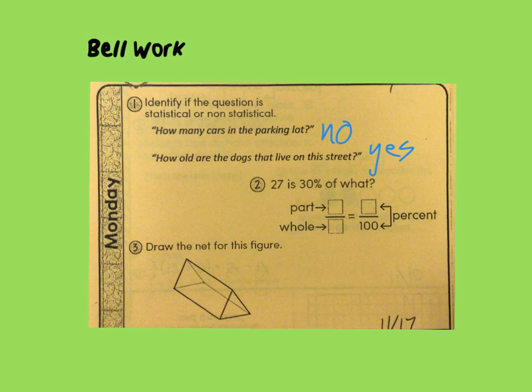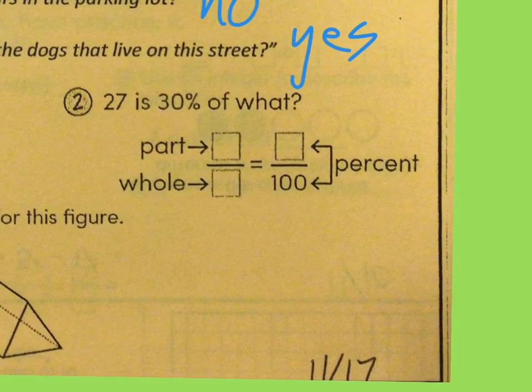Number 2 is percentage, and we have not really even talked about this, but I'm going to walk you through this question. It's somewhat like other questions that we've done before. So 27 is 30% of what? Now, I always teach this: is is on top, and of is on the bottom. Is is part, of is whole. And then percent is over here. So I have 30%, so it goes here.